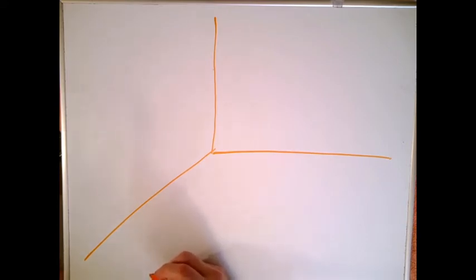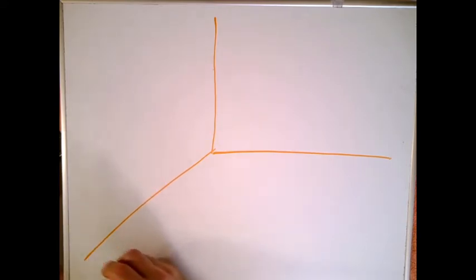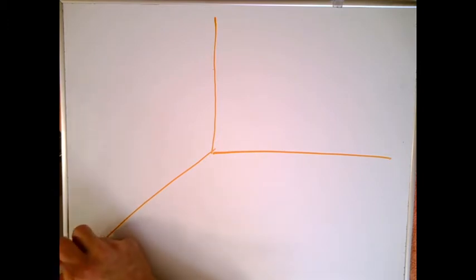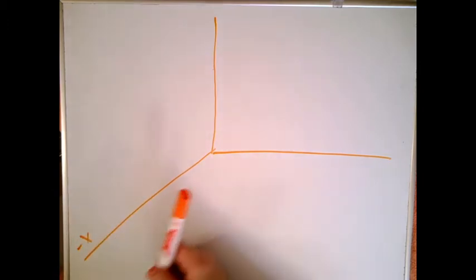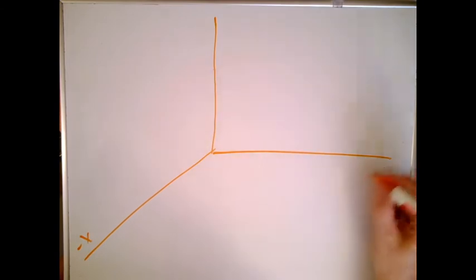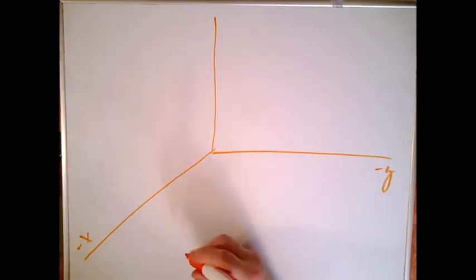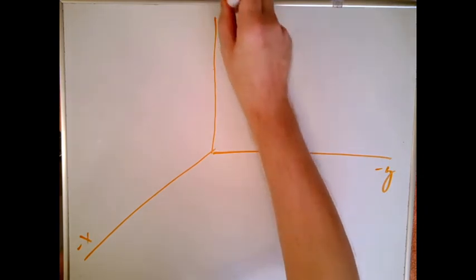I want our plane to have positive slopes in each direction. In order to do that, I have to put the negative x-axis over here, and the positive x-axis will go that way. I want the negative y-axis to go this way, so the positive y-axis will go that way, and then the z-axis will go there.